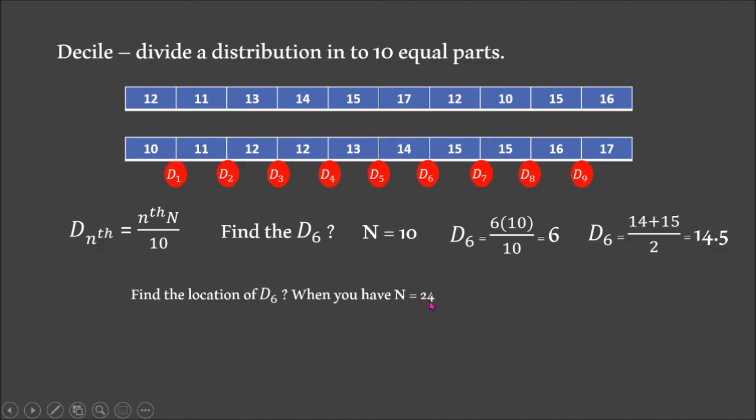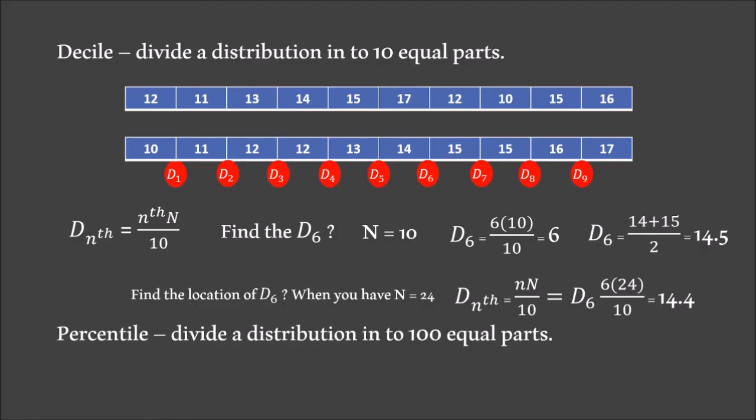Next, let's say for example we're going to find D6, but our n, or number of samples, is 24 now. So let's use the formula. We simply distribute the term 6 here, and the capital N here is 24. That is 6 times 24 divided by 10, because this is D6. Then it simply equals 14.4.